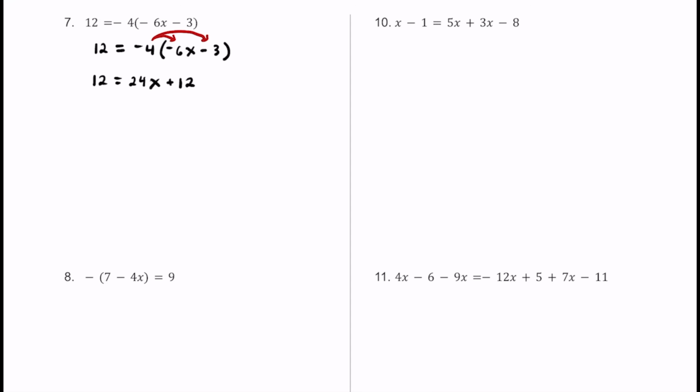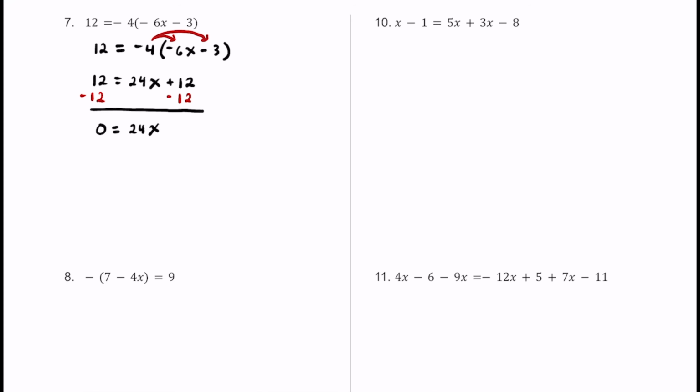Okay, so let's get the constants together. We can go ahead and subtract 12 and subtract 12 from both sides of the equation. If we go ahead and do that, then over here on the left side, 12 minus 12 is 0. 12 minus 12 is also 0. So we're going to get 0 on the left side is equal to 24x.